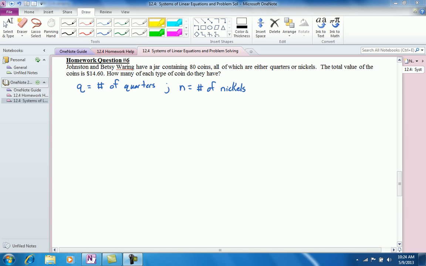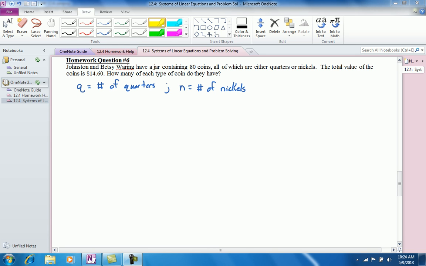Okay, so my problem states that Johnson and Betsy Waring have a jar containing 80 coins, all of which are either quarters or nickels. The total value of the coins is $14.60. How many of each type of coin do they have? So we're trying to determine how many quarters they have and how many nickels they have.